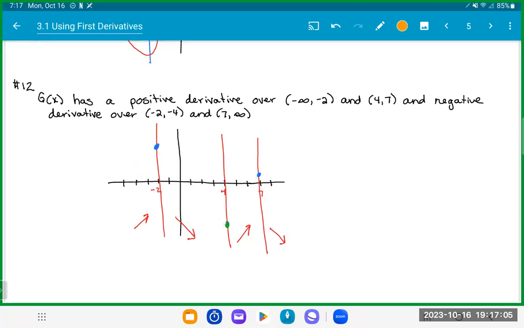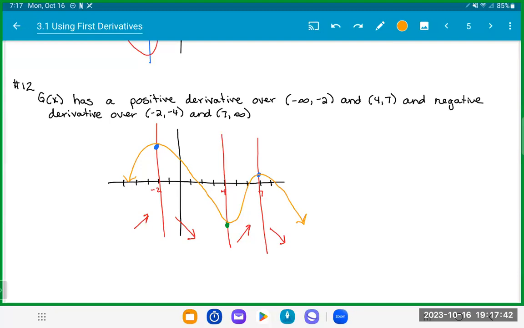Right? So the graph could look anything like this. So I have a maximum here and here. Let's try that one more time. So I have a maximum point to my graph at the 2 blue dots, and I have a minimum point to my graph at the 1 green dot.